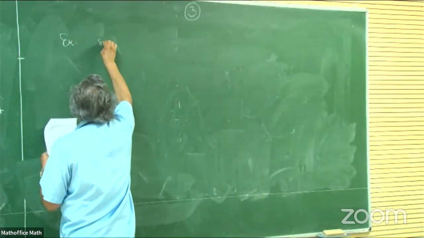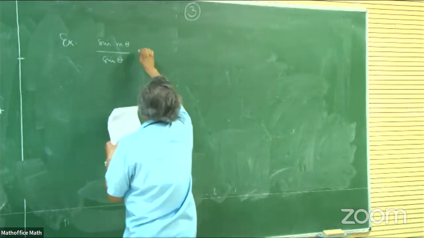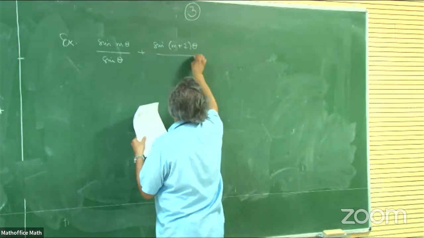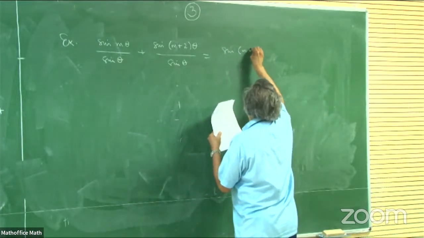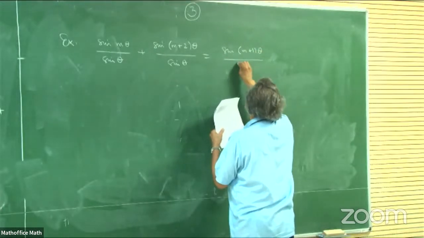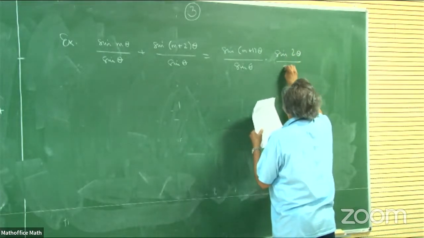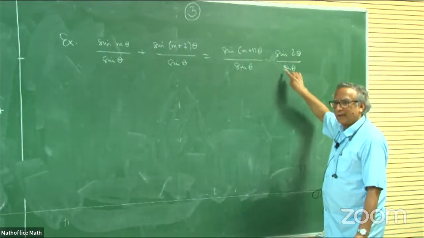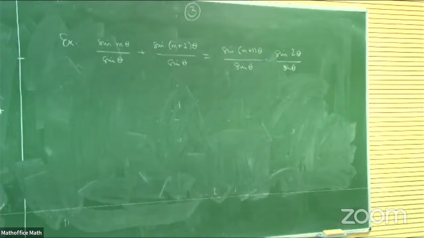Exercise: sine m theta over sine theta plus sine (m plus 2) theta over sine theta equals sine (m plus 1) theta over sine theta times sine 2 theta over sine theta. Now I know sine 2 theta, and all of you know, is 2 sine theta cos theta. I should write cos theta here, but I'd rather write it like that. Simple reason is because the character of the m symmetric power is sine (m plus 1) theta over sine theta.